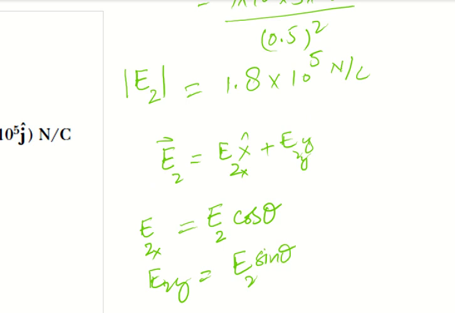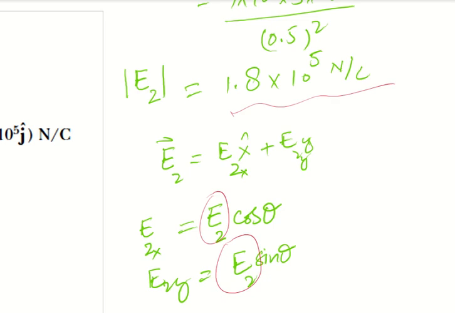That is also easy to remember. These are the components, and we know now we have this information of E2 that we calculated. This is 1.8 into 10 raised to the power 5, but we don't know theta yet. And for theta it's easy.